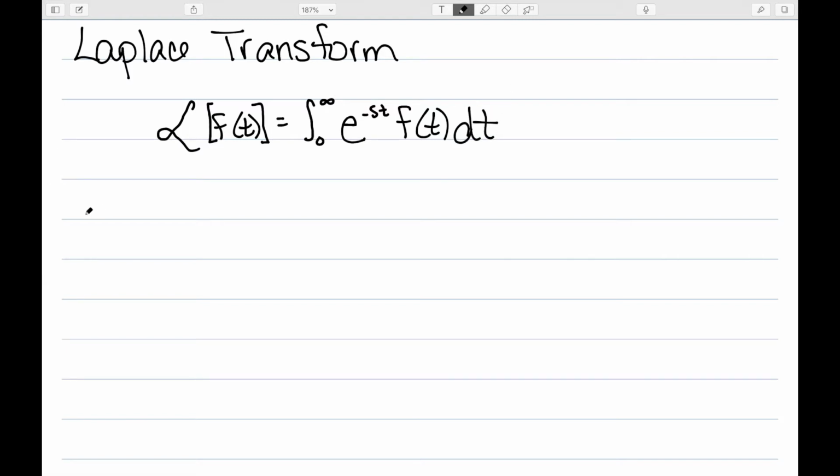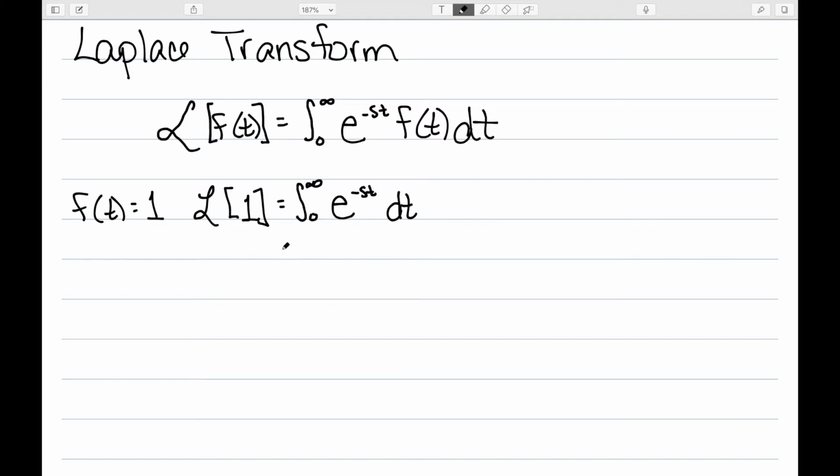So let's look at one of the most basic functions we have, f of t equal to 1. And let's see if we can find the Laplace transform of 1. This is the integral from 0 to infinity of e to the minus st times 1 dt. This integral is given by negative 1 over s, e to the minus st, and then we need to evaluate between our bounds.